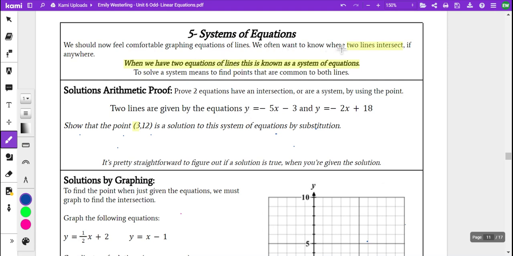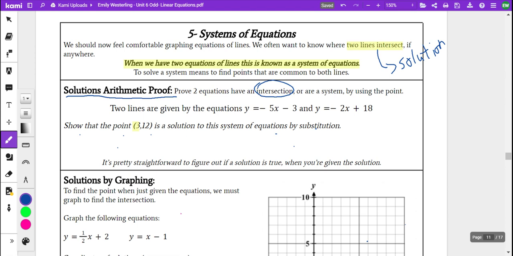We often want to know where 2 lines intersect, if anywhere. That's called a solution. Where 2 lines intersect. I might actually write that on there: solution. And that's going to be a definition that we put up front later. Okay, so solutions, arithmetic proof. We're going to prove 2 equations have an intersection or are a system by using the point.